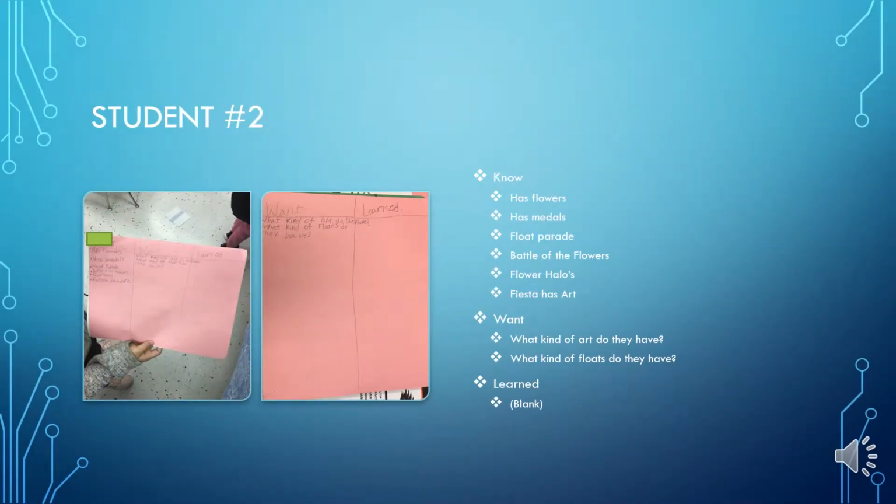For student number two's KWL chart, she wrote down that she knew Fiesta had flowers, medals, parades, the Battle of the Flowers, flower halos, and that Fiesta had art. She wanted to know what kind of art they have and what kind of floats they have. She did not fill in the learn section.